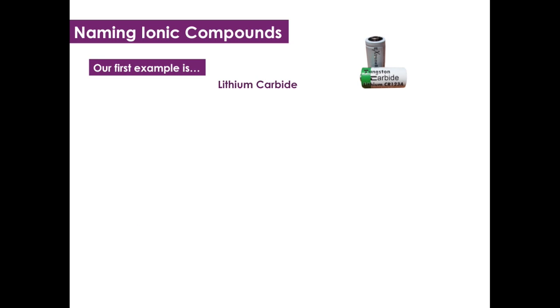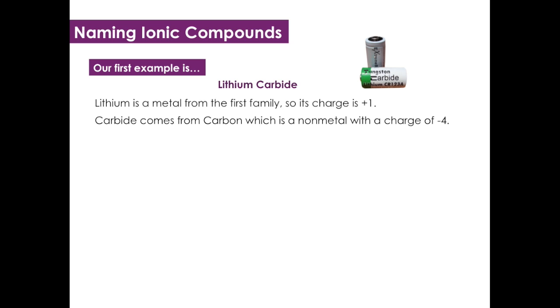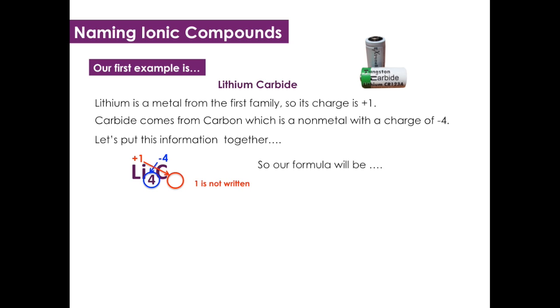Our first example is lithium carbide. Lithium is a metal from the first family, so its charge is +1. Carbide comes from carbon, which is a nonmetal with a charge of -4. Let's put this information together. It will be LiC, +1, -4. Then we cross out the charges. Remember, the 1 is not written. And our last formula will be Li4C.